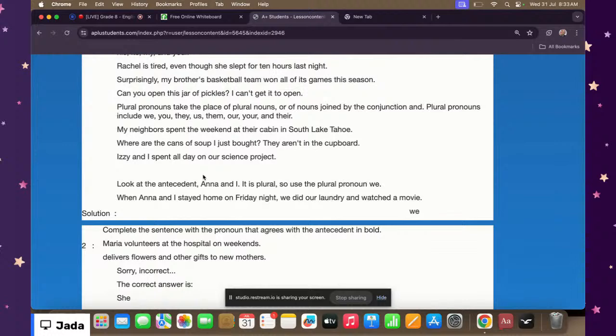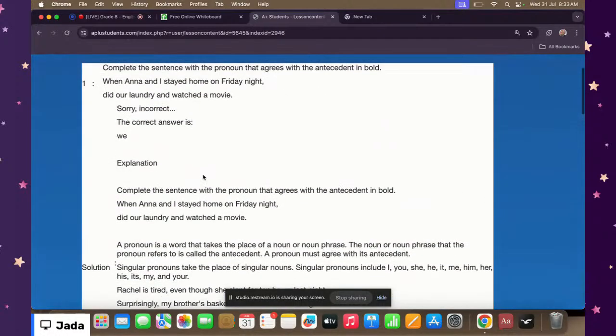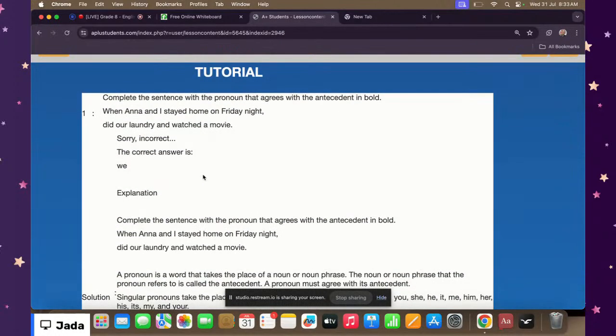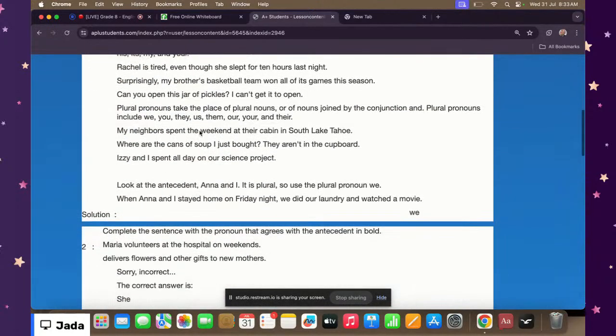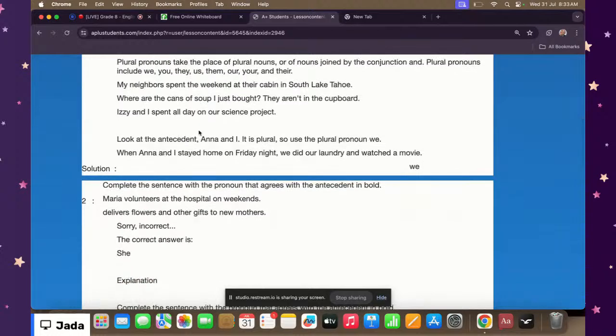So that's it for the agreement of the antecedent and the pronoun. Let's look at some examples. When Anne and I stayed home all Friday night, she did our laundry and watched a movie. You have to select the right pronoun that is suitable. Because it's an "and I," you know that it's plural, so your pronoun needs to be plural also.